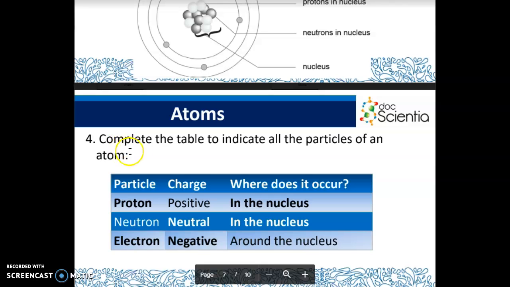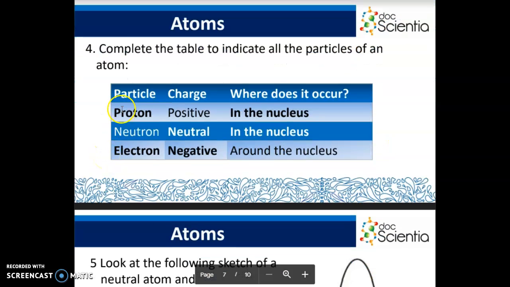Number 4. Complete the table to indicate all particles of an atom. Now in the test you will get particle, charge, and where does it occur, and you will probably get proton, neutron, and electron. So a proton, what kind of charge does it have? Positive charge. And where does it occur? In the nucleus.